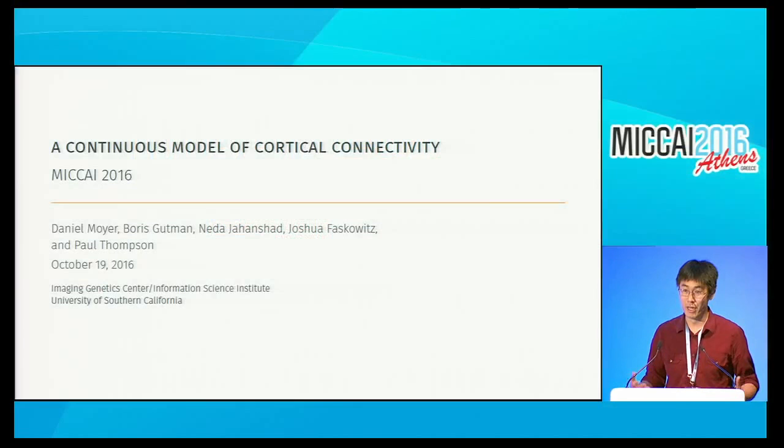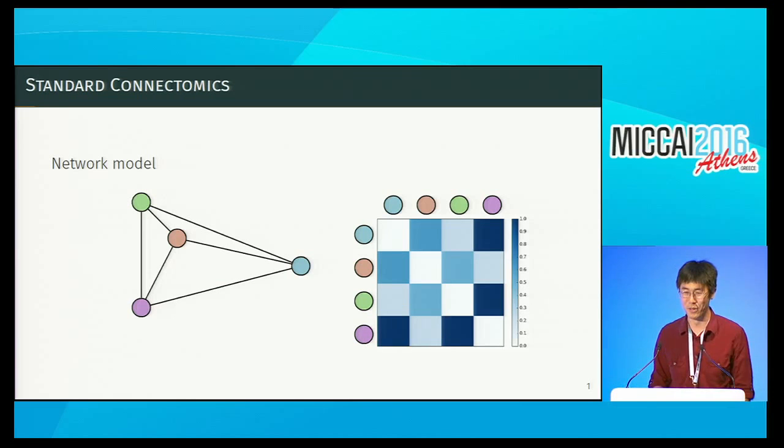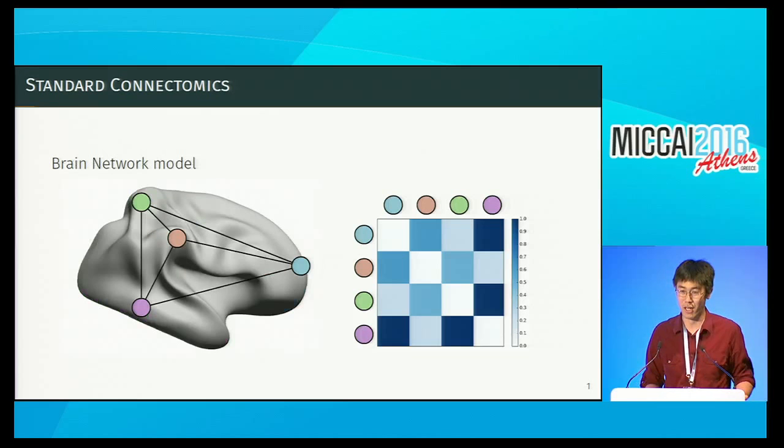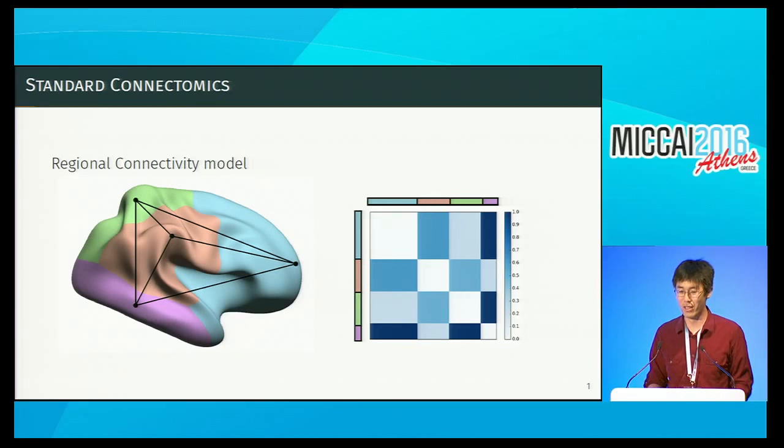Thank you. I'm Daniel Moyer, and I'll be presenting a continuous model of cortical connectivity. So let's get started. You probably all are aware, but this is the classical model of networks. We have nodes and edges on the left-hand side, and on the right-hand side, a weighted adjacency matrix. Of course, we're in connectomics, so this is going to have a brain behind it. But actually, in connectomics, we're looking at regions of the brain, so we have a regional connectivity, and we still have an adjacency matrix. But these regions have sizes and shapes and geometry.